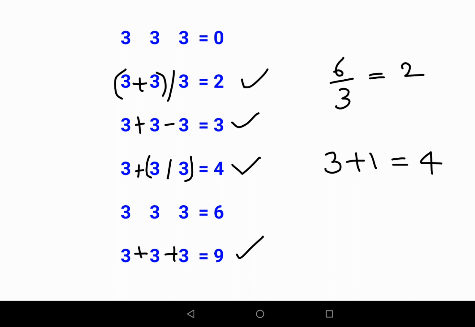Okay, now for 6, what we can do is, see, if I do 3 into 3, I get 9. And then if I do a subtraction, I get 6. Correct? 3 into 3 is 9. Minus 3 will get you a 6.